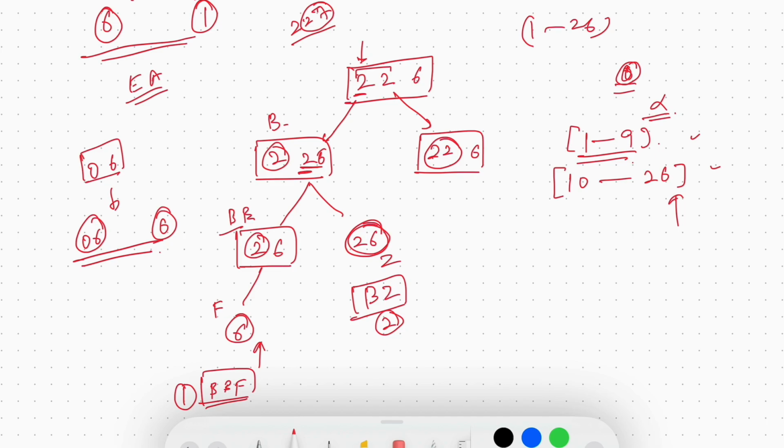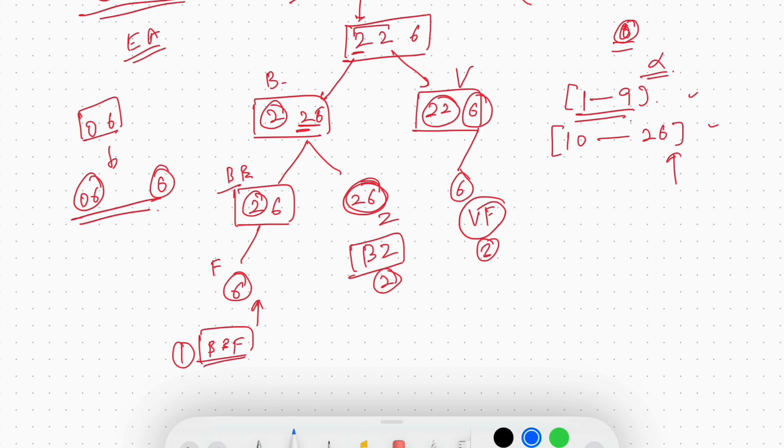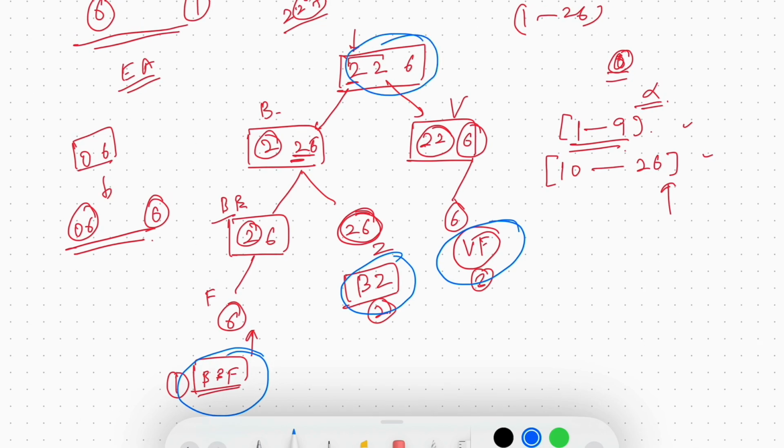Now let's come here. We took 22. So 22 is equivalent to V. Now we are left with only one option, decode 6, because we cannot take two elements here. So the third option is VF. So this is our third answer. So in total we are able to decode this string in three ways. So 226 can be decoded to BBF, BZ and VF. So our answer would be 3 in this case.